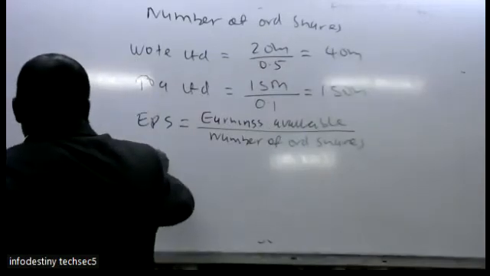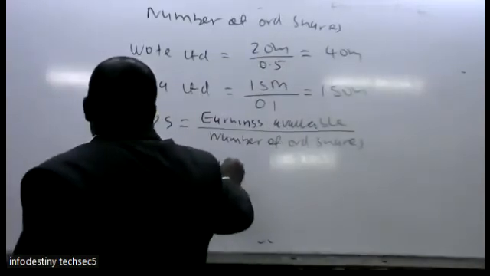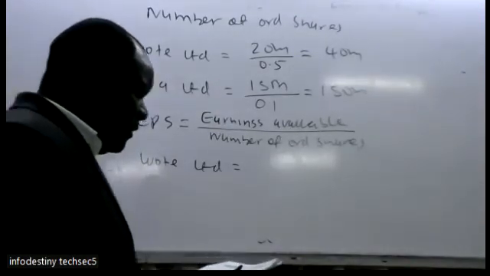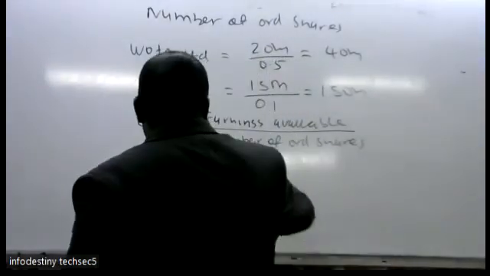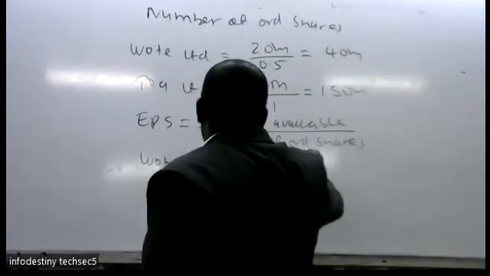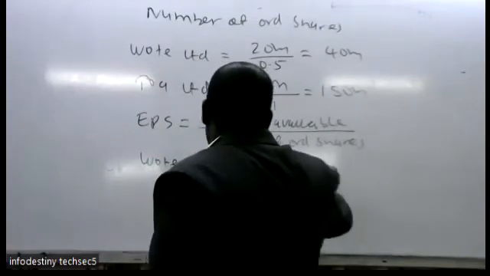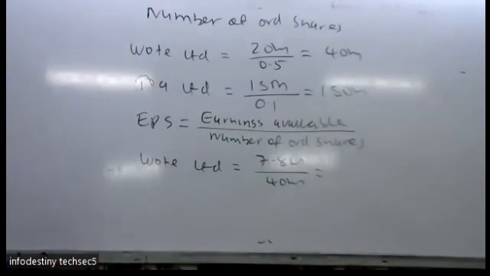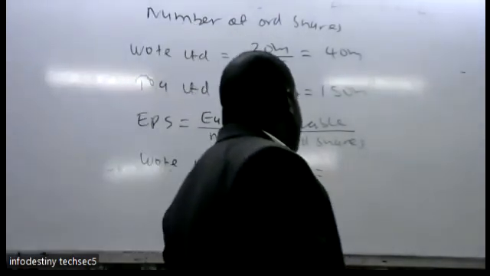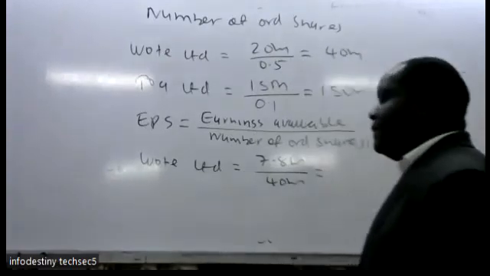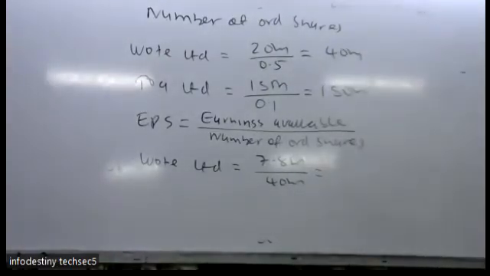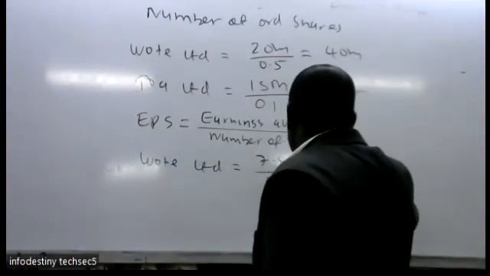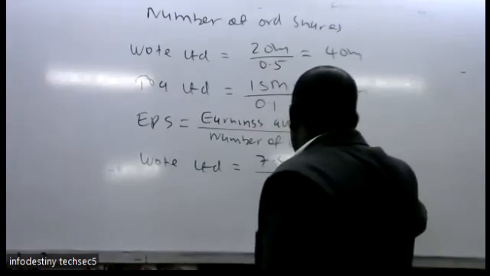So we start with the Water Limited. Earnings attributable to Water Limited is 7.8 millions, so you take 7.8 millions, divide by 40 million ordinary shares, which we have just calculated up there. That gives $0.195.